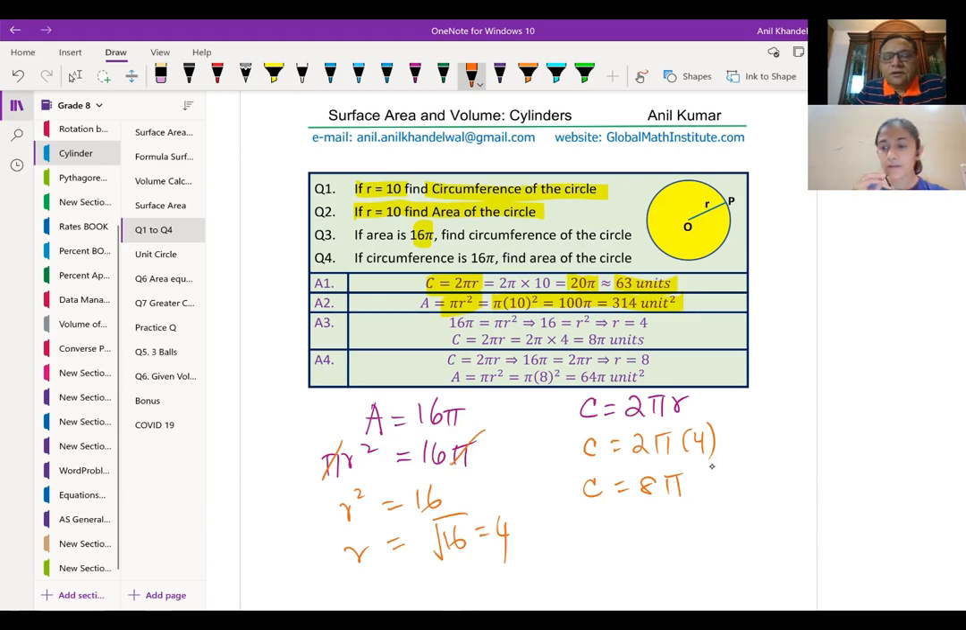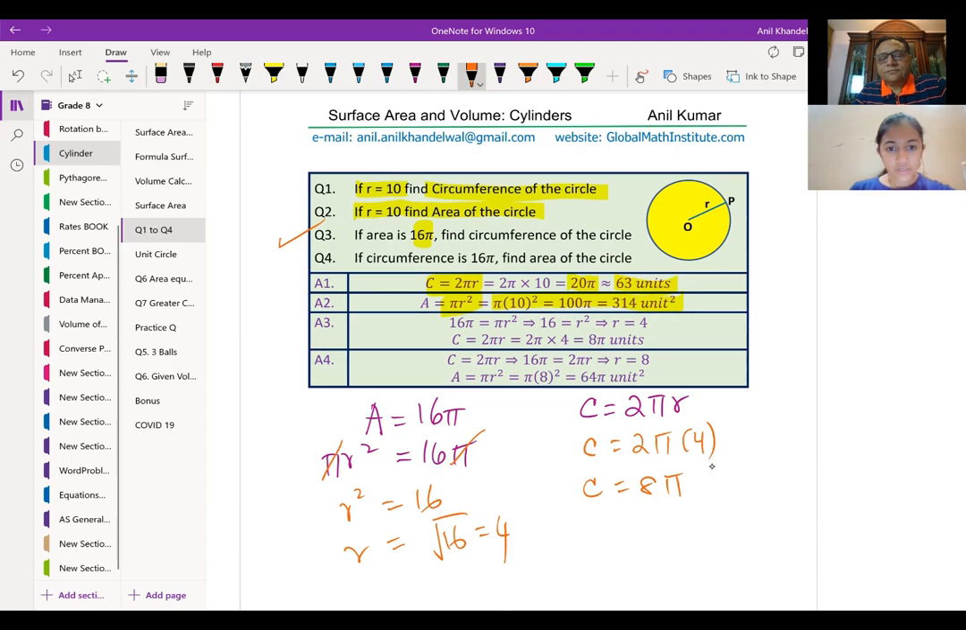So explain to me, how will you find circumference when the area is given to you? How will you do question number 3? Tell me. Yes, we have the area with us, 16 pi, and we will have to find the radius square.